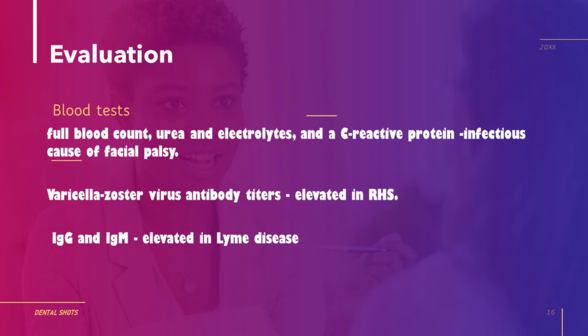What are the uses of blood tests in the evaluation of facial nerve paralysis? Full blood count, urea, electrolytes and C-reactive protein are assessed to find out the infectious cause of facial palsy. In case of Ramsay-Hunt syndrome, we have to find out the antibody titer of varicella zoster virus, and if it is Lyme's disease, we have to check the immunoglobulin G and M.